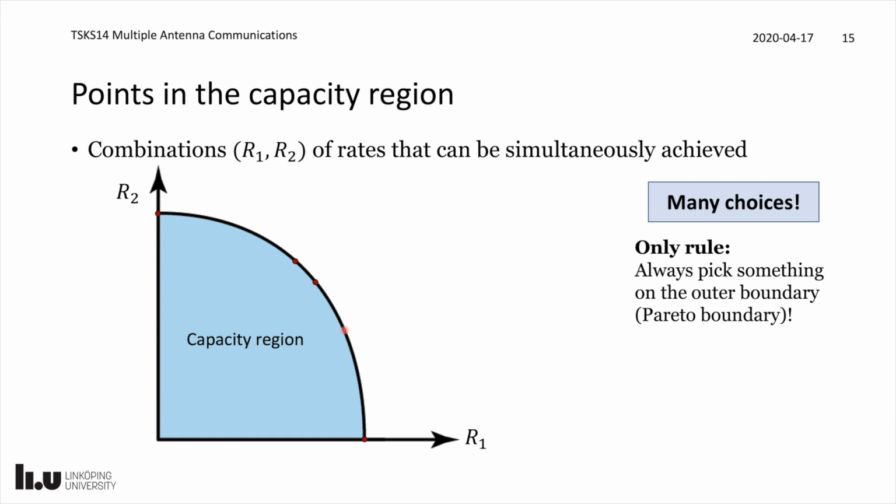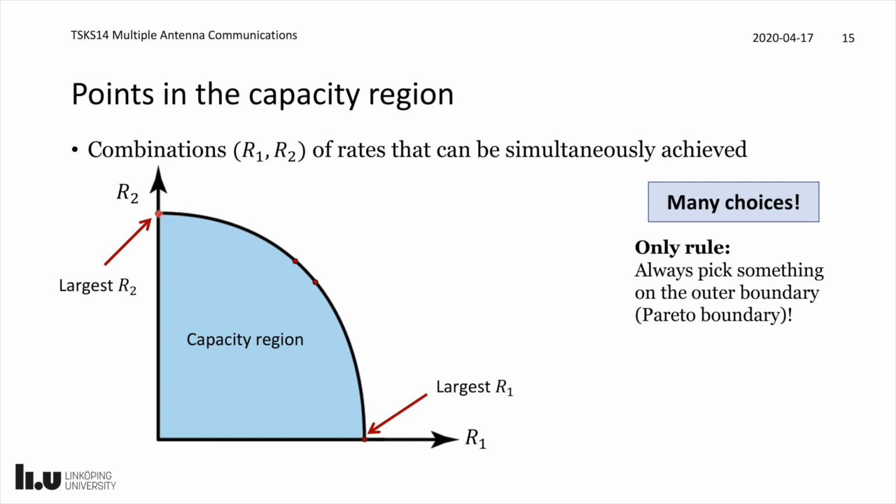And then we have a strict trade-off, and we need to figure out which point on this boundary to pick. There are many choices here, and there is no optimal one. For example, maybe you're caring only about the performance for user 1, well then you pick this point. And if you're only caring about the performance for user 2, you pick this point.